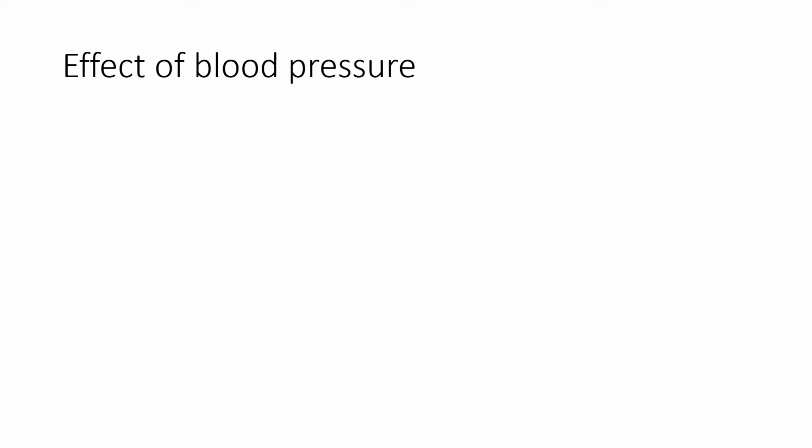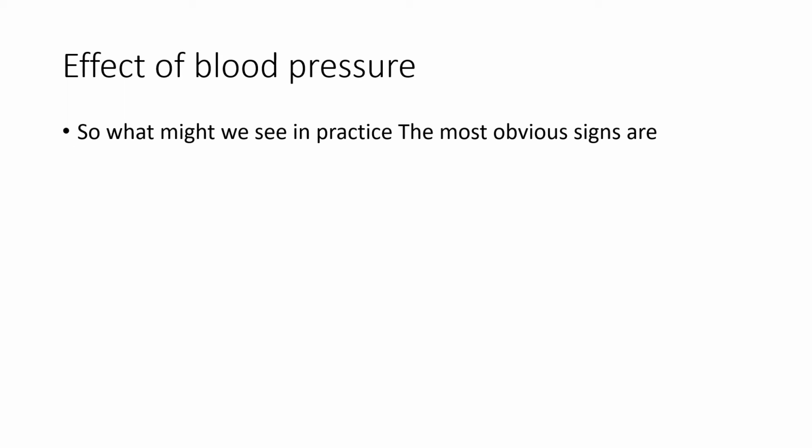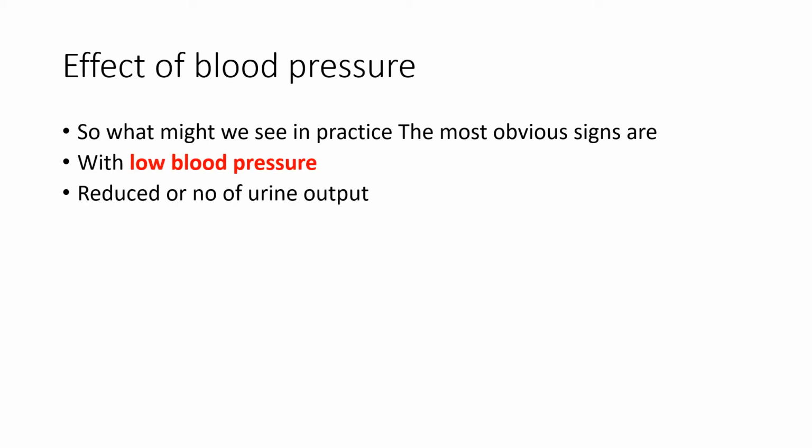So thinking of the effect of blood pressure on kidney function, on renal function, what do you think we might see in practice? Some of the most obvious signs associated with high and low blood pressure in relation to renal function. With low blood pressure, reduced urine output or no urine output, just because there isn't the pressure there to force the filtrate out into the Bowman's capsule. So if no filtrate's been pushed out into the Bowman's capsule, the kidney won't be able to produce any urine. So you might have a patient who hasn't passed urine for a considerable period of time. This will be much easier to see in a catheterized patient than in a patient who's passing urine normally.